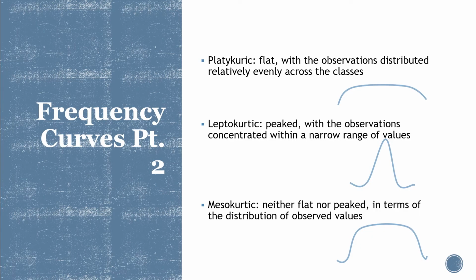Frequency curves, Part 2. Platykurtic is flat with the observations distributed relatively evenly across the classes. Leptokurtic is peaked with the observations concentrated within a narrow range of values. Mesokurtic is neither flat nor peaked in terms of the distribution of observed values. And below each explanation is an example of each curve.